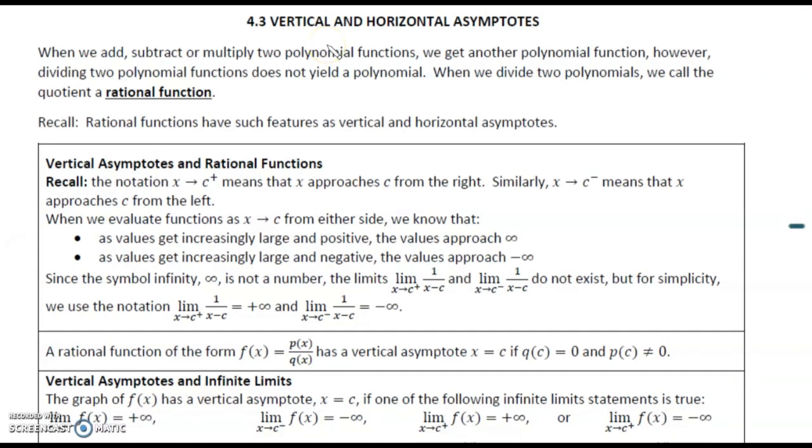4.3 Vertical and horizontal asymptotes. When we add, subtract, or multiply two polynomials, we get another polynomial function. However, dividing two polynomials does not yield a polynomial function. It is going to be a rational function, because it's going to be some p at x over some q at x. Just to recall, rational functions have such features as vertical and horizontal asymptotes.